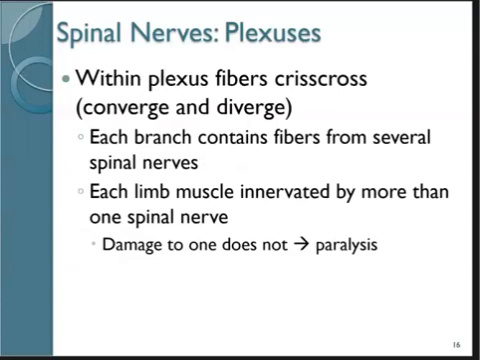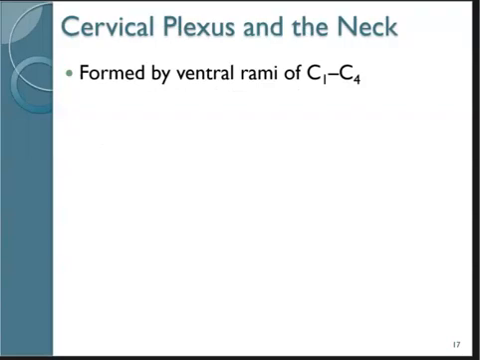Then next is plexus. Plexus is basically crisscrossing, converging, diverging of fibers, right? So we're sharing our fibers from different spinal nerves, which will form different peripheral nerves. This way, damage to one spinal nerve will not necessarily lead to paralysis of the muscle completely, right? Because multiple spinal nerves will be innervating a muscle. So let's talk about the plexus.